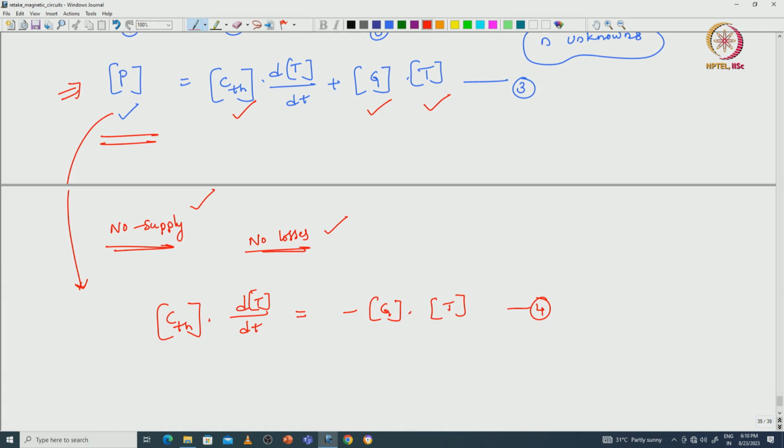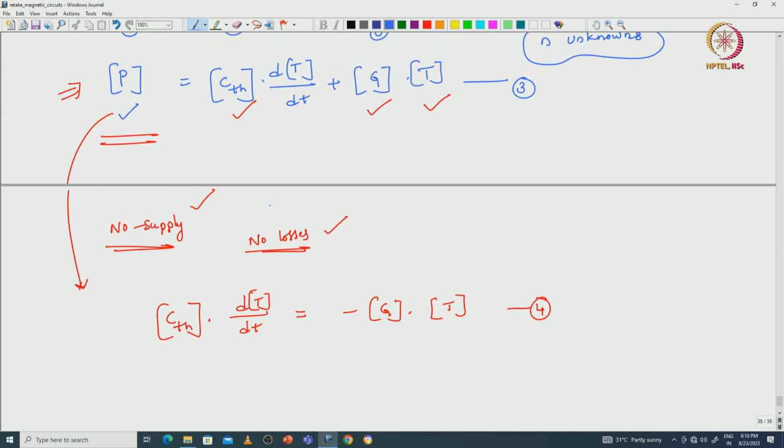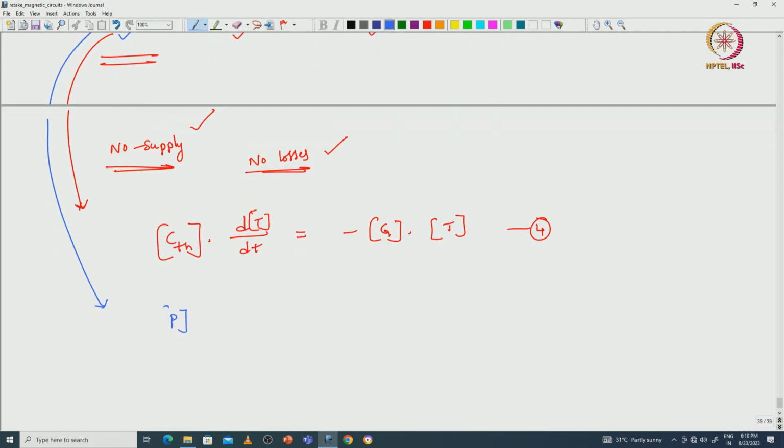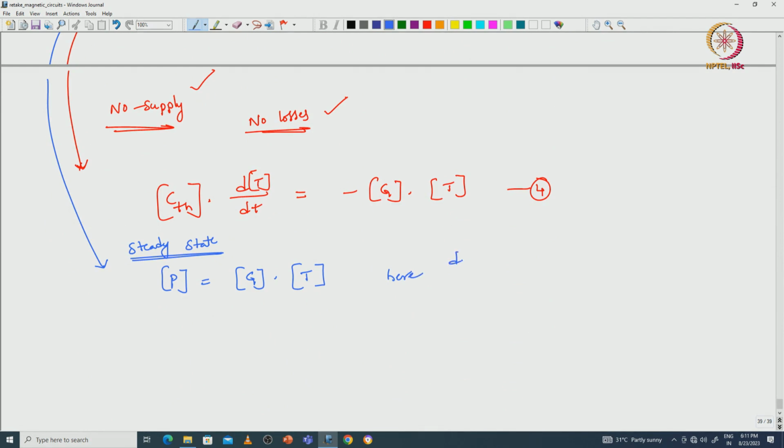Next, under steady state condition this term will be 0, the change in temperature term with respect to the capacitor. Similar to electrical circuits, under steady state condition the capacitor will not draw any current. So here also we can represent, under steady state condition, the power loss matrix is equal to the conductance matrix into the temperature matrix. Here the change in temperature matrix is equal to 0 with respect to the capacitor. Under steady state condition we see the heat distribution happening with respect to the thermal resistances.